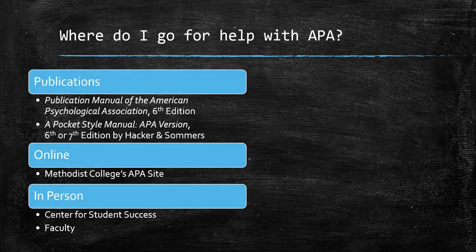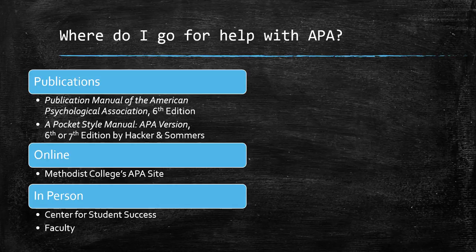One of the things you need to know in order to be successful in APA is where to go for help. There are several places you can go for assistance. We have a lot of resources available to you. The first resource you should go to would really be your publications. Now you can use the Publication Manual of the American Psychological Association, or basically the APA manual. This is the big blue manual. We have copies of it in the library.